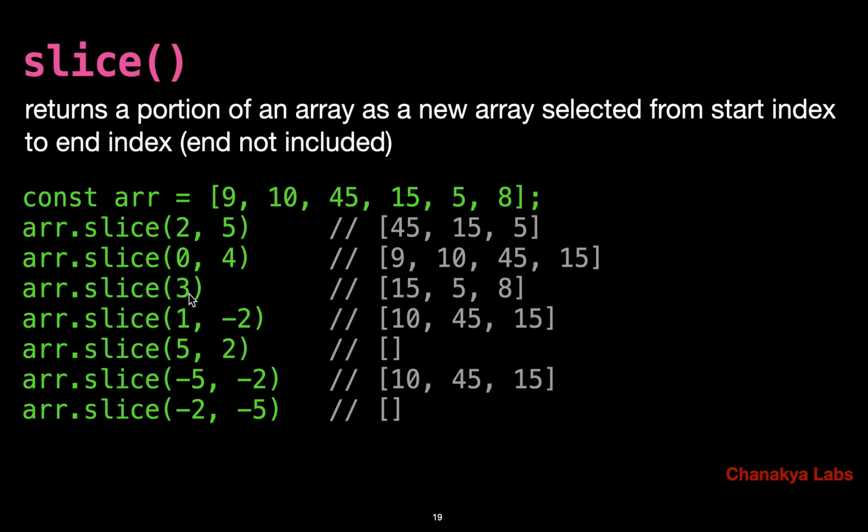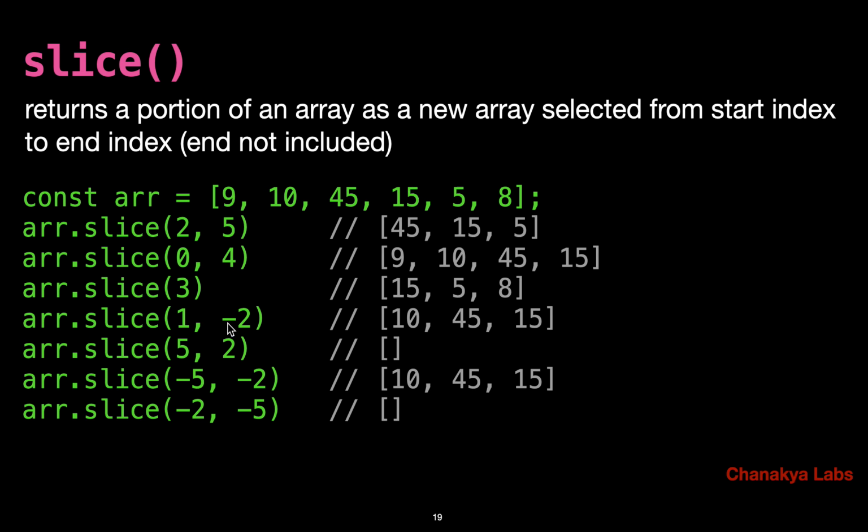Now if you don't provide the end index, then it goes all the way to the end. So index 3 is what, 0 1 2 3, 15. It starts with 15 and goes all the way to the end, whatever is there, because no last index is provided. So the answer will be 15 5 8.